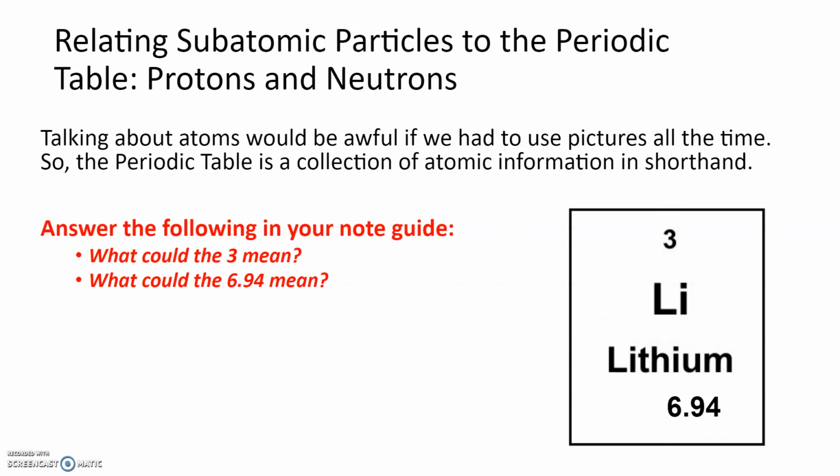So in your student response sheet, please answer the following questions. Looking at this little tile from the periodic table, what do you think the 3 could mean? And what do you think the 6.94 might mean? This tile matches the Bohr model that was on the previous page, so the one with 3 protons, 4 neutrons, and 3 electrons. And so that might help you a little bit. Please pause the video and answer the questions.